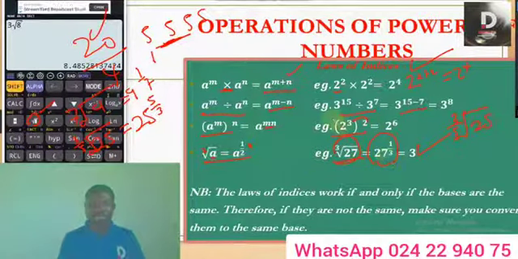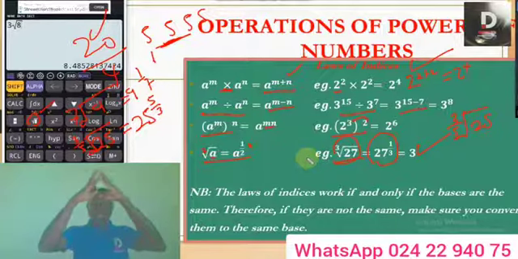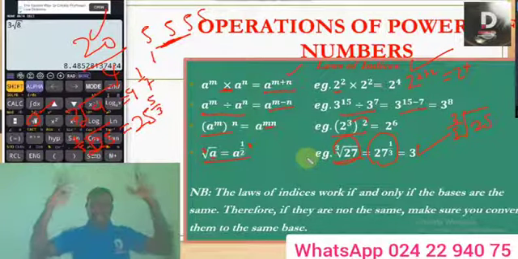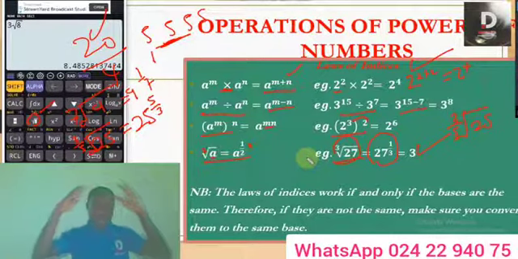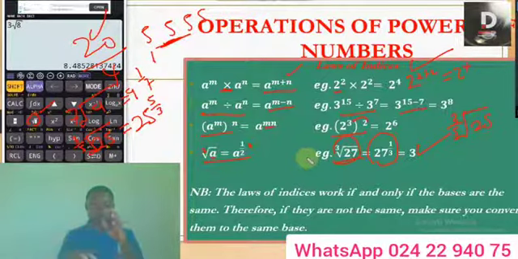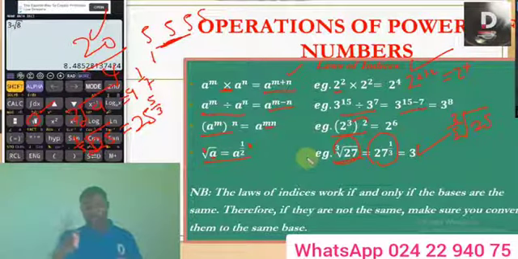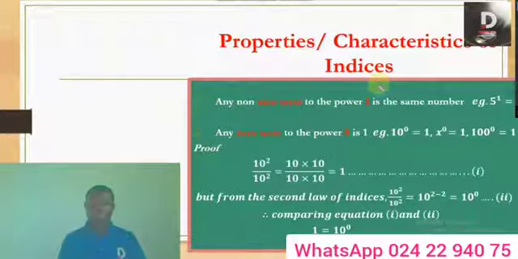So these are the basic laws. Addition: add their powers, which I've explained. Division: subtract their powers. Multiplication or bracket means multiplication, so multiply the powers. Then root: reciprocate the root number and make it the power. Good. If you want the reverse, you repeat, just come back to the same thing. Now we are looking at the properties or characteristics of indices.